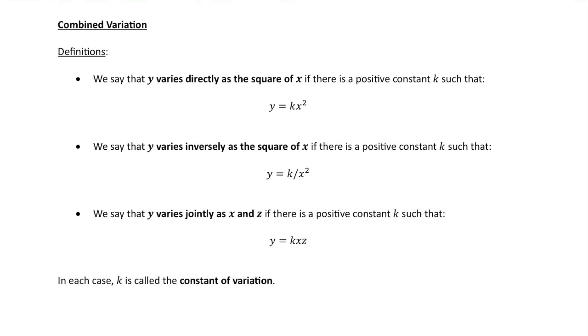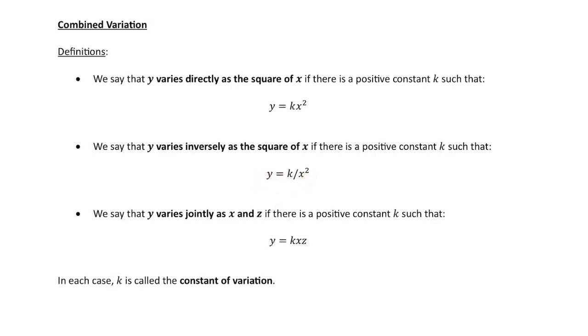In this video, we're going to talk about joint variation and combined variation. So let's begin with a few examples. We say that y varies directly as the square of x if y equals kx squared for some positive constant k. We could also say y varies directly as the cube of x if we had y equals kx cubed, and so on.